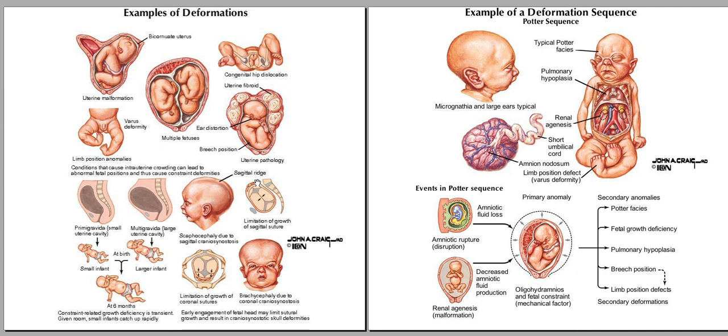That's for the limb anomalies too. See a sagittal ridge on top of the head too. So these are conditions that cause intrauterine crowding. They can lead to abnormal fetal positions and cause constraint abnormalities. Okay. So here, primigravida, small uterine cavity, and multigravida, large uterine cavity. So definitely can lead to a large infant. So at 6 months, the constraint-related growth deficiency is transient, giving room so the infant catches up rapidly, so they all get back to their normal heights too.